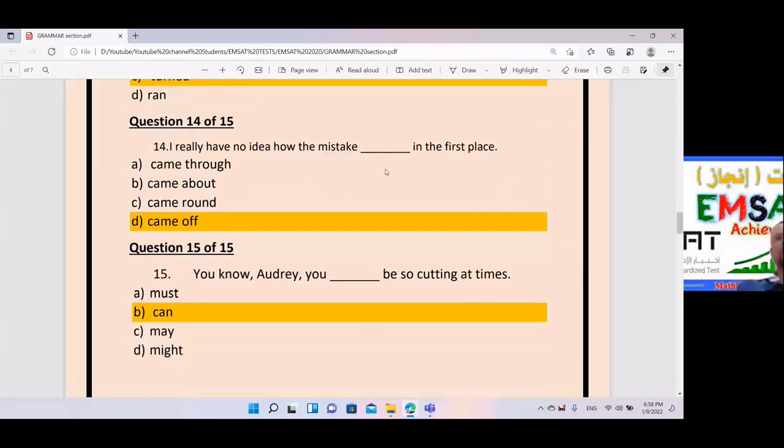Question 14: I really have no idea how the mistake came off in the first place. Not "came through," not "came about," not "came around," but "came off," and this is a phrasal verb. You have to know the verb plus preposition, which one, because they have another meaning. So like here, "the mistake came off in the first place" means end.